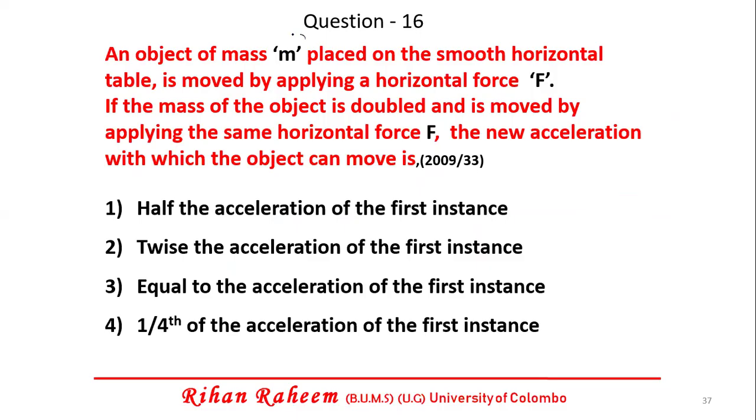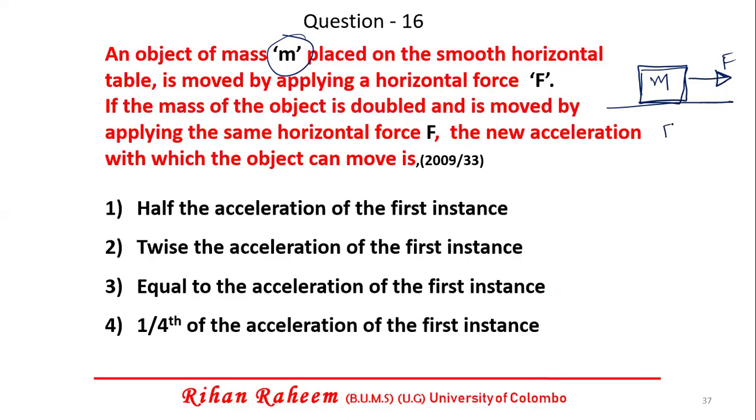Then an object of mass m placed on a smooth horizontal table is moved by applying a horizontal force F. Now here they are playing with words, not the numbers. So there is an object of mass m placed on a table and force F is applied on it. If the mass of the object is doubled and it is moved by applying the same horizontal force, the new acceleration with which the object can move is, we'll write an equation.